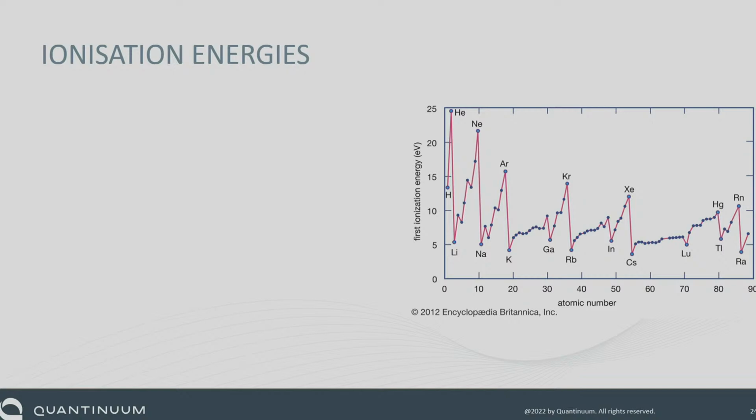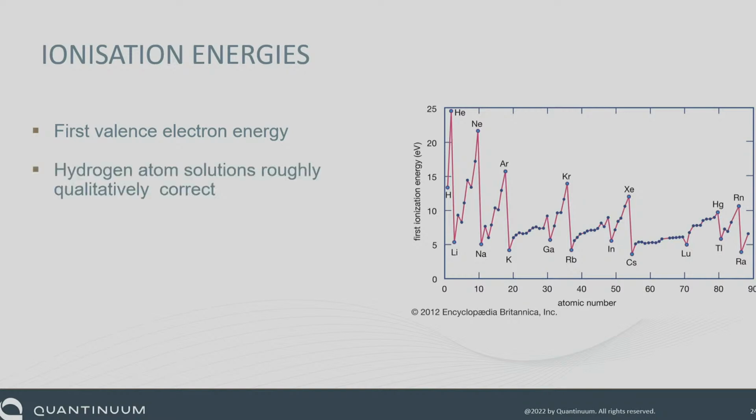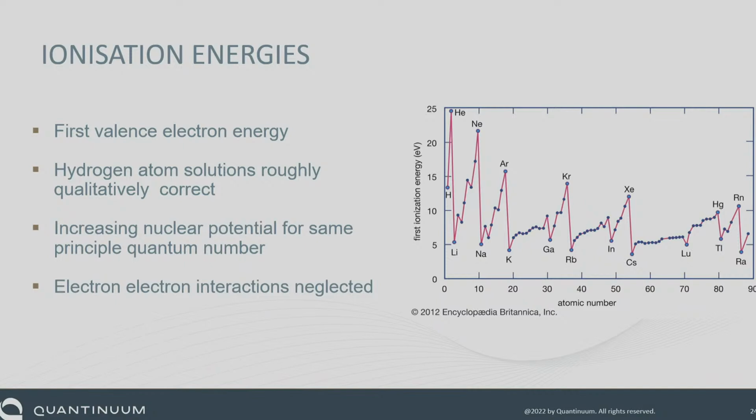which is what is expected from the solution to the hydrogen atom. But the problem is that when we start to include the electronic interactions of the inner electrons, the theory breaks down. But they're roughly qualitatively correct. It's basically due to the nuclear potential increasing as you go along the group with the same quantum number, because you're adding more protons to the nucleus. So the attraction of electrons to the protons increases, so it requires more energy to ionize them.